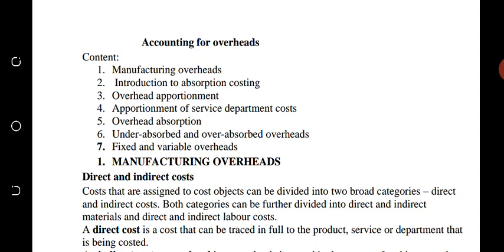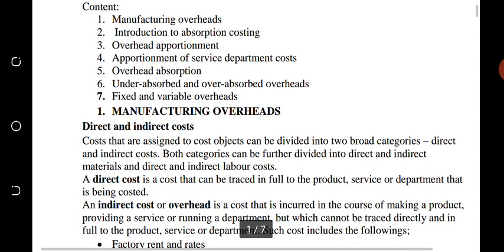We'll be looking at manufacturing overhead, introduction to absorption costing, overhead absorption, apportionment of service department cost, overhead absorption, under absorbed and over absorbed overhead, and then fixed and variable overhead.